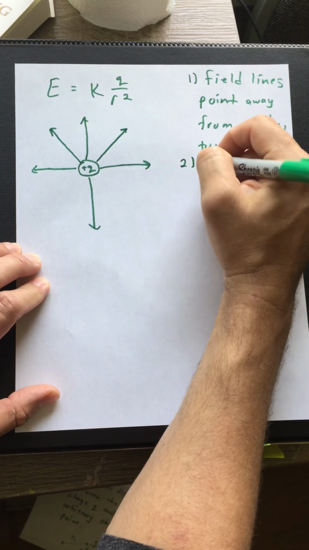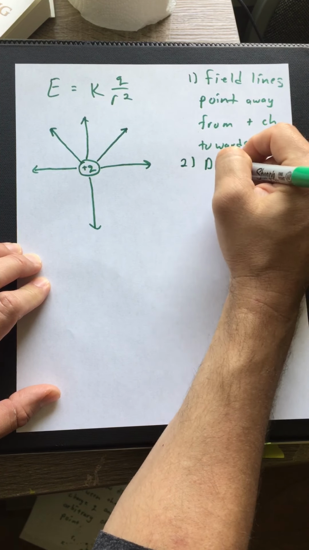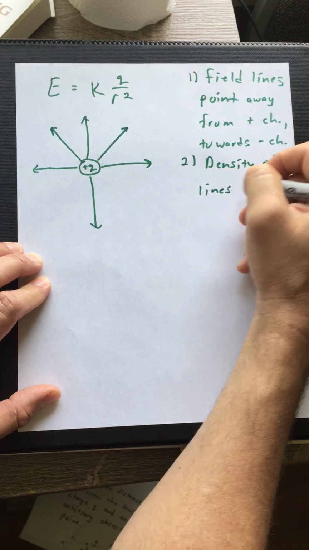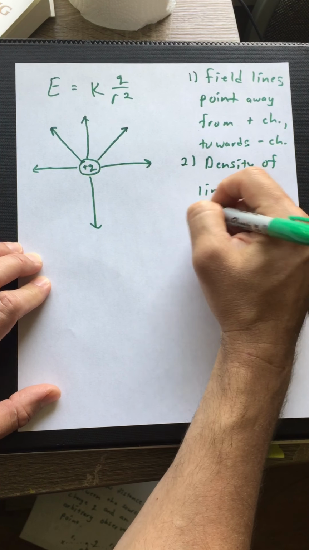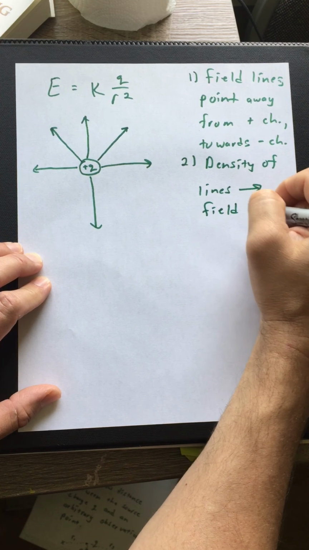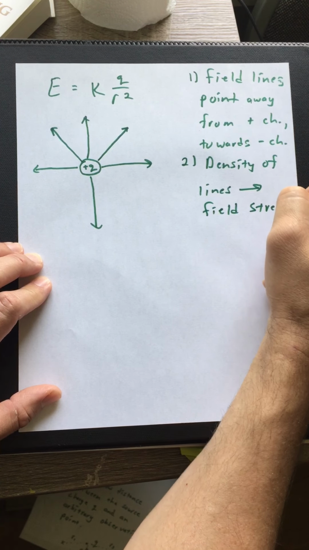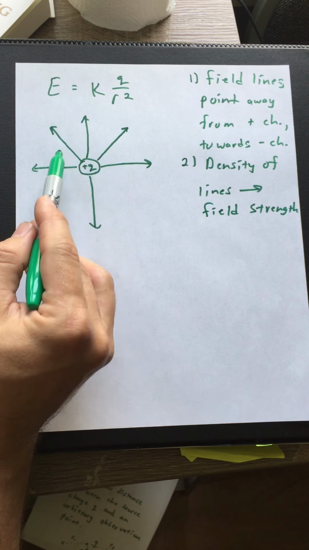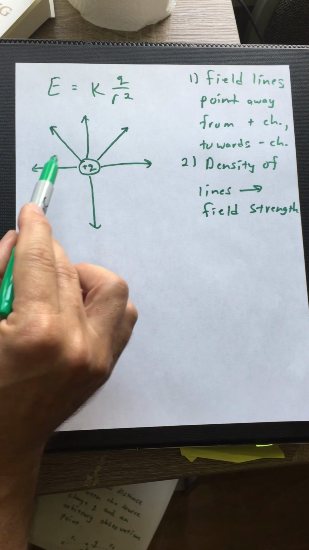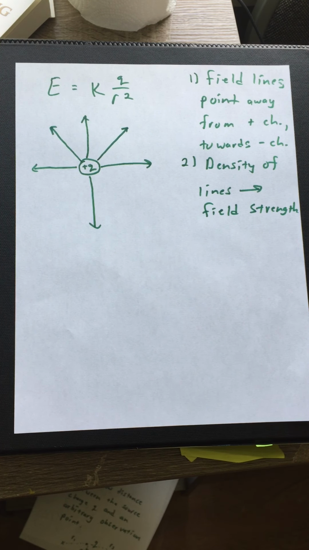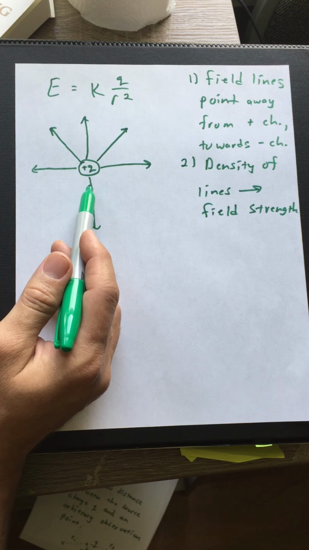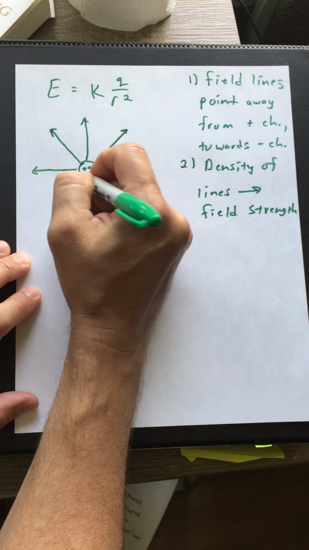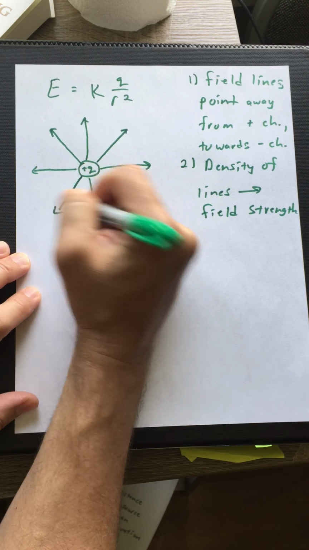Second point here: density of lines indicates field strength. Just barely. So if I were to draw it like this, there's a greater density of field lines up here, which would tell you that the field is stronger up here. There's no possible reason to think that one charge would be asymmetrical like that. And so if I drew this, that would be incorrect. I would need to draw other ones.